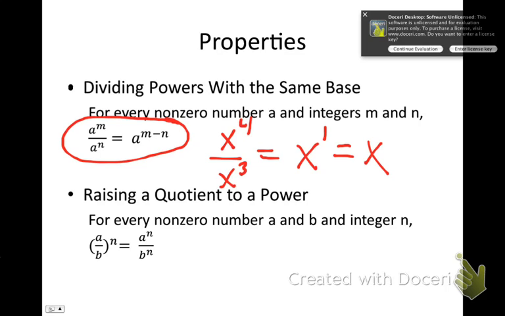And then raising a quotient to a power, just like raising a product to a power, when I have parentheses, you distribute that exponent to everything on the inside. That's really nothing new there. It just shows you for a quotient as well. Very, very similar to the power of a product.